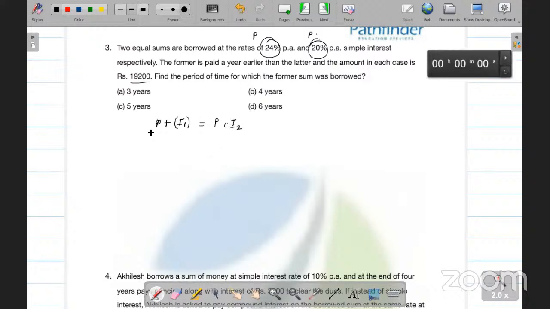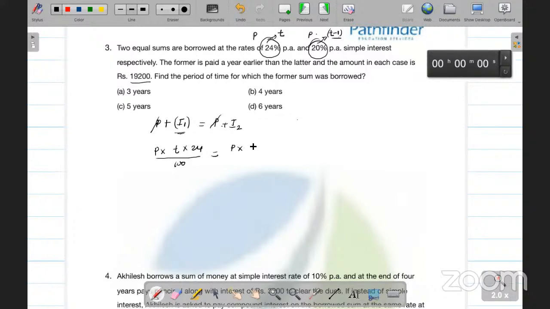Because principals are same, this cancels out. And amount at the end of some time period is same. The only difference is here, when the rate of interest is higher, the time period is t, and when the rate of interest is lower, the time period is t minus 1, 1 year less. So how do you calculate the interest on the first year, or on the first amount? Principal into time t into 24 upon 100.